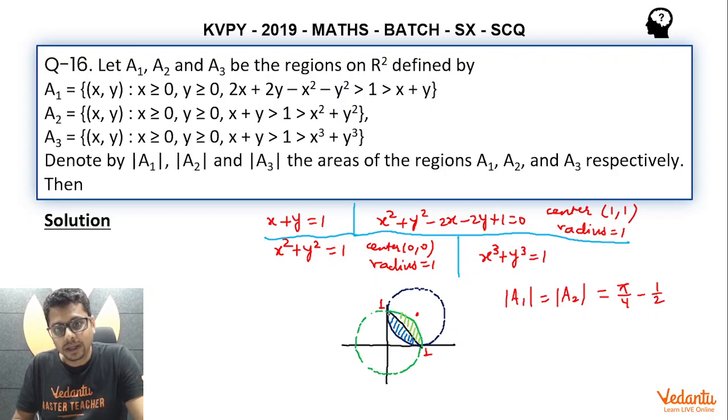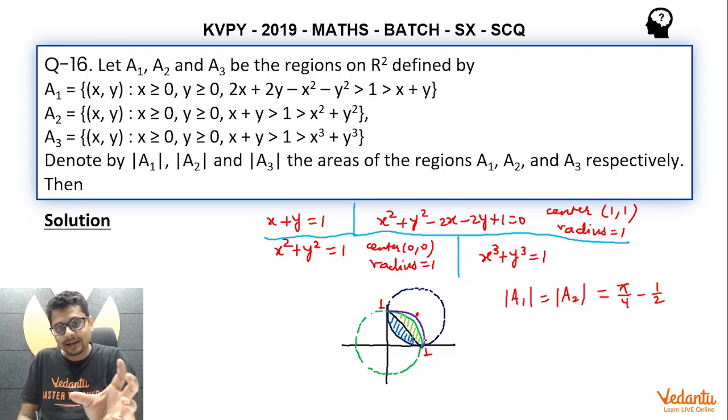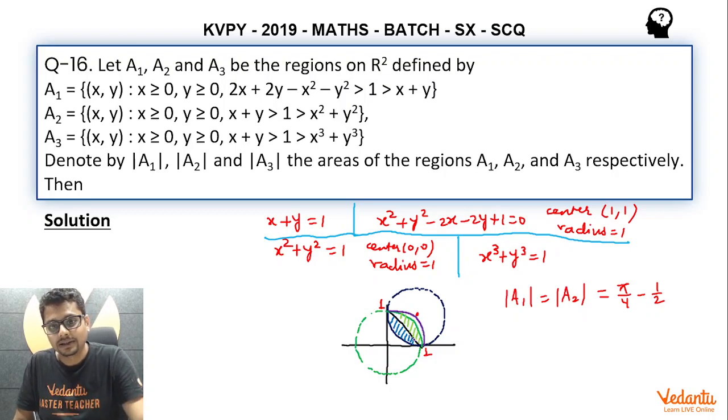X cube plus y cube equal to 1 will be a curve which is more, you may say, having greater curvature. You may convince yourself by drawing on Desmos also. Let me give you an argument why it will be having more curvature.